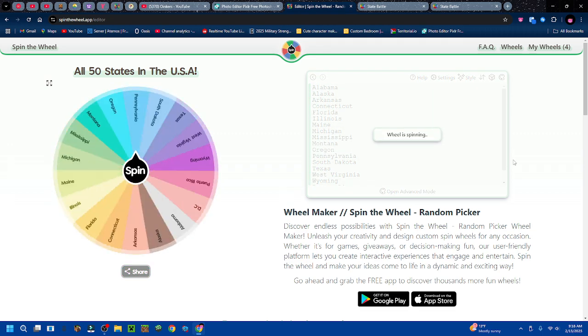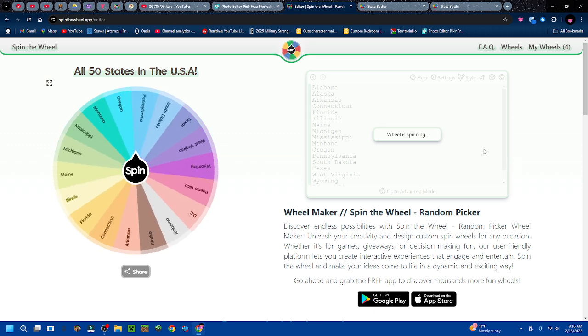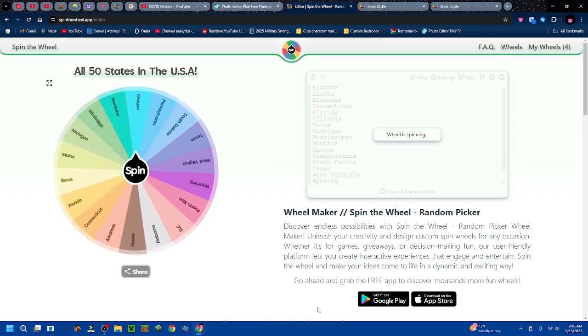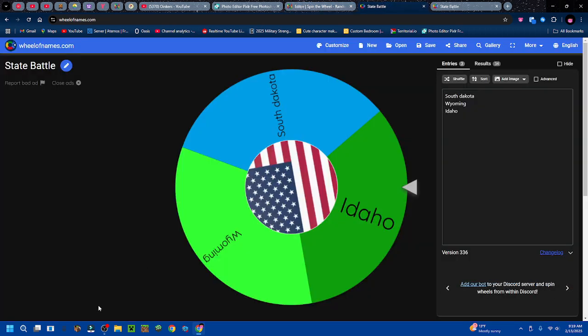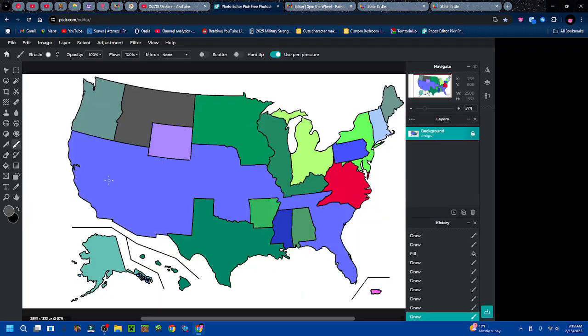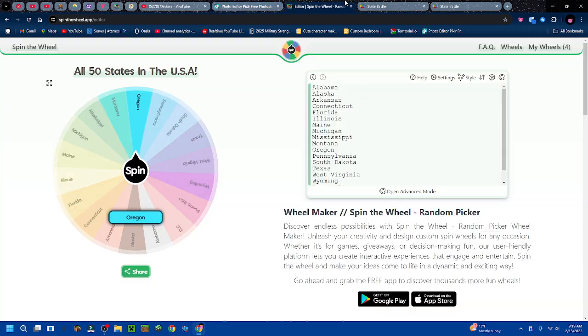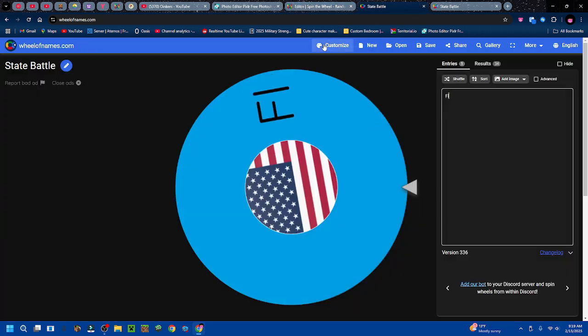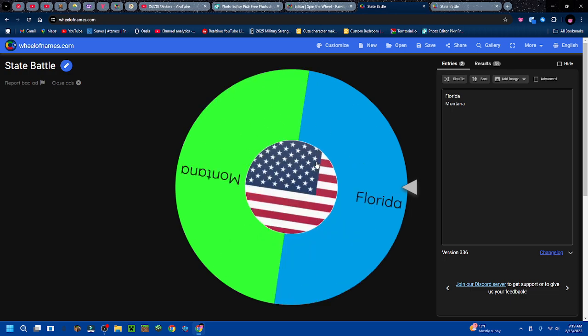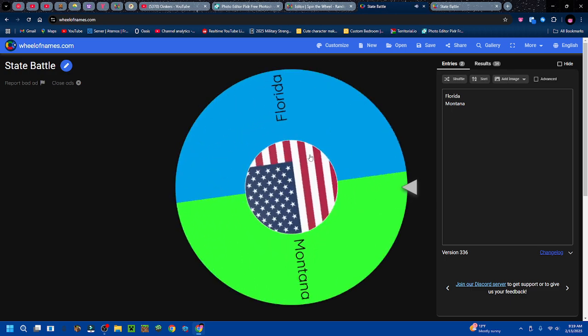Now, wheel is spinning. It's going to be Oregon. They do have 1 advantage. Who does Oregon border? They border Florida and Montana. Okay, that's literally all. Who are they going to be going against? Florida.